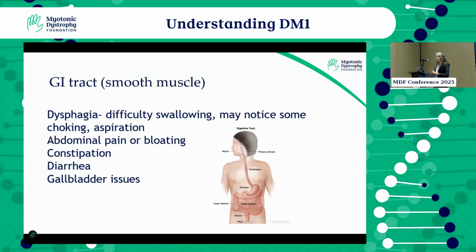Patients can have dysphagia, which is difficulty swallowing, and there may be some choking with that. Aspiration can occur, which is when food or liquid gets into the lungs and can cause a pneumonia. People can have abdominal pain or bloating, constipation, diarrhea. There can be gallbladder and liver issues. Sometimes people have to have their gallbladder taken out.